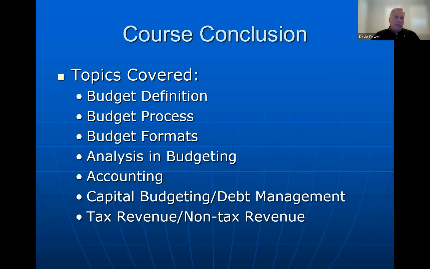We also spent time this term talking about budget processes, when we talked about the four main phases in the budget process: preparation, formulation, implementation, and evaluation. And we talked about how those four different phases work at the national level, as well as how those four different phases work here in the state of California. All budget formats typically follow those four different phases.